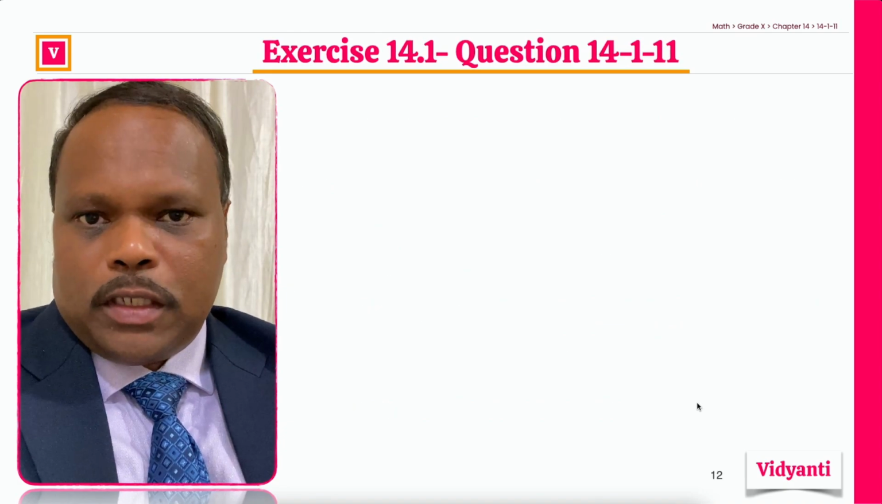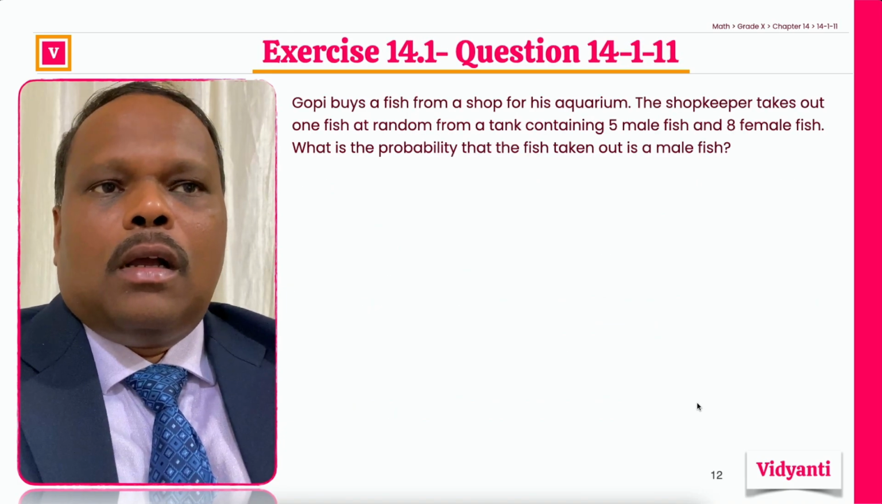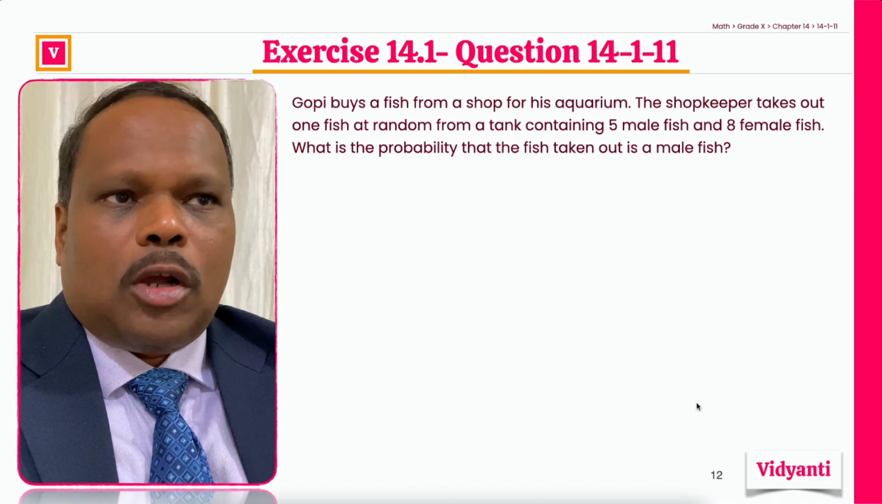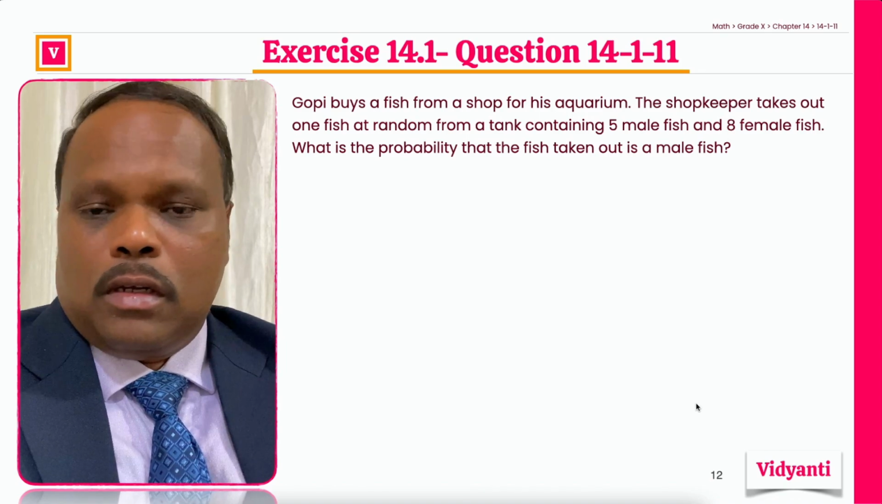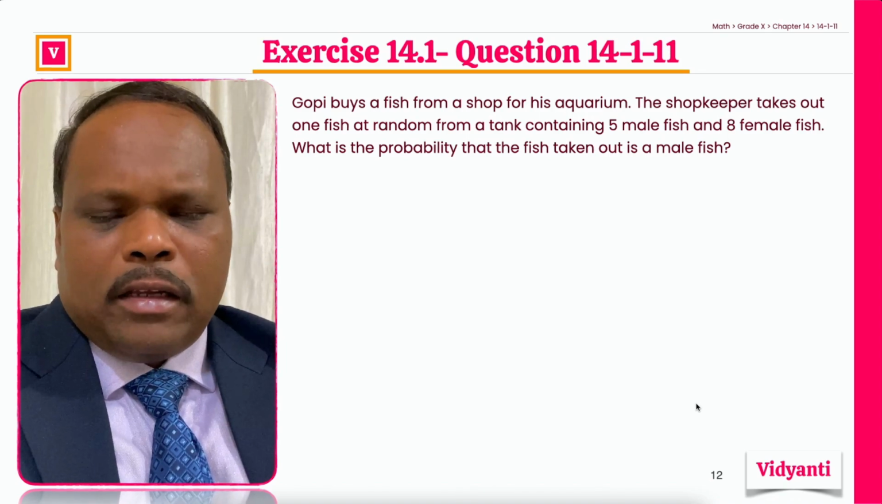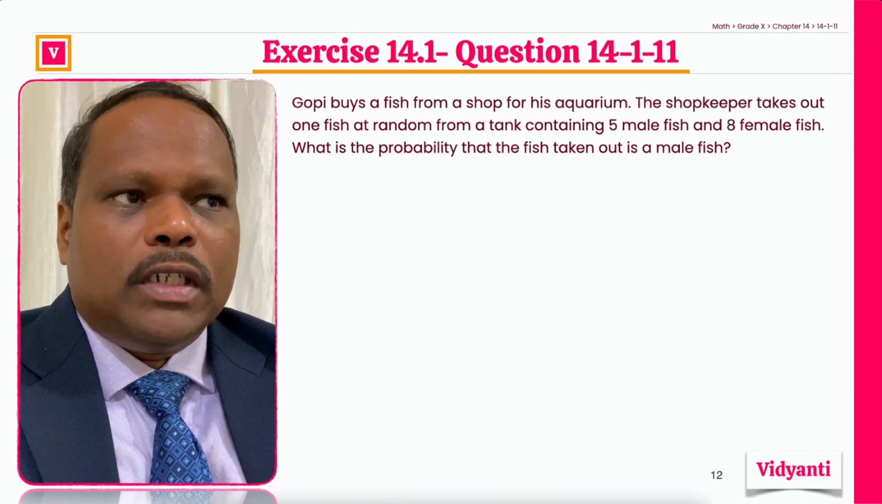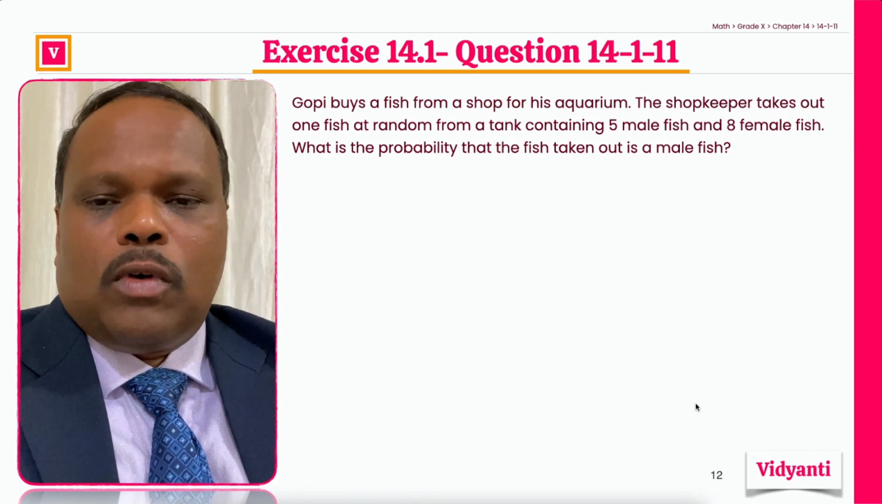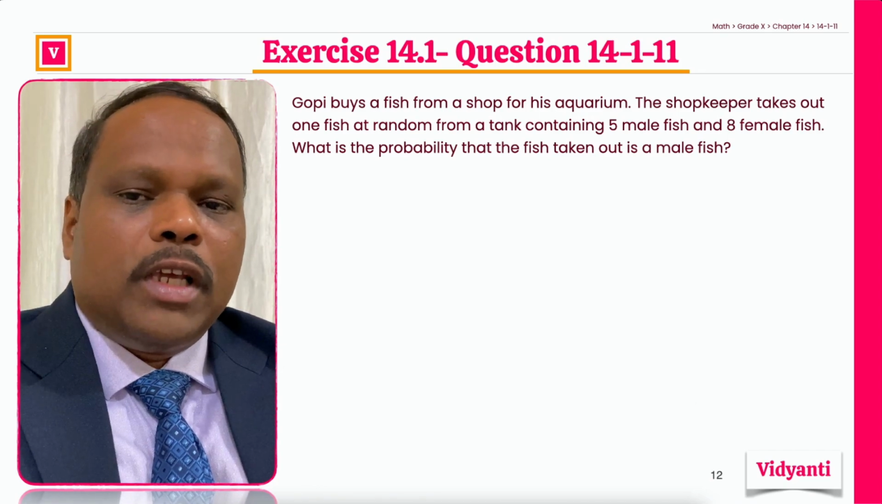Let's go to the next question. Gopi buys a fish from the shop. The shopkeeper takes out one fish, and the tank contains 5 male fish and 8 female fish. What is the probability that Gopi gets a male fish?